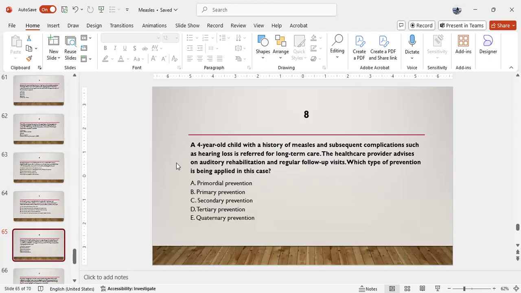A. Primordial. B. Primary. C. Secondary. D. Tertiary. Or E. Quaternary.